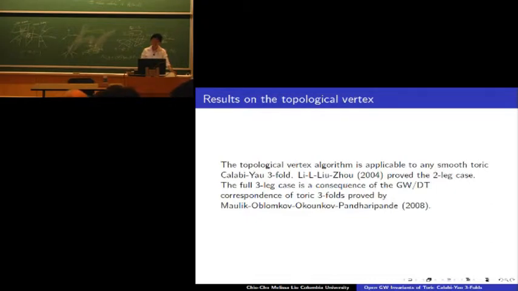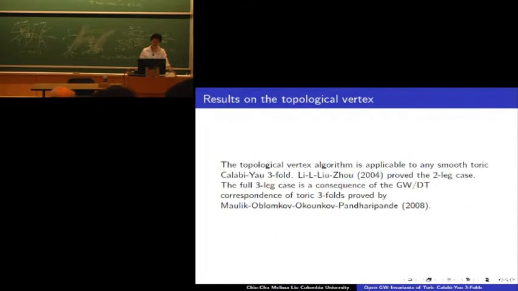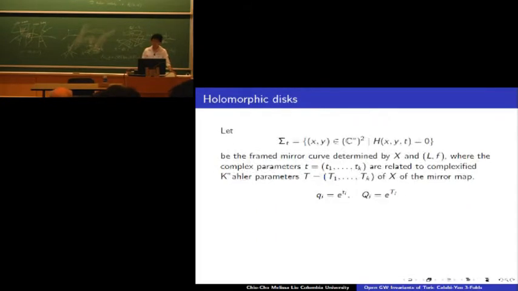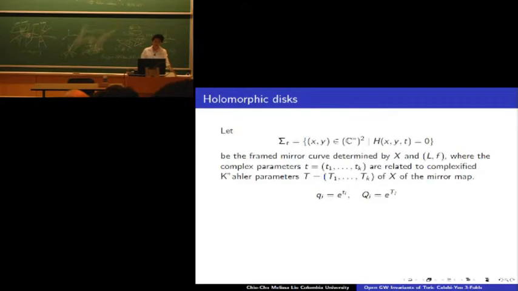So in the remainder of the talk, the predictions from mirror symmetry have not been completely proved mathematically yet. So I'll summarize the known results in the remainder of this talk. Let me start with the holomorphic disk. This case was conjectured earlier.